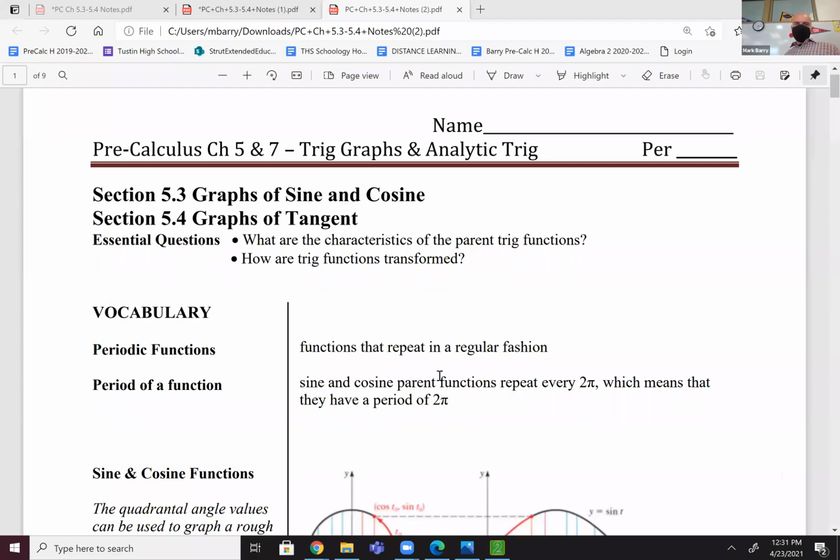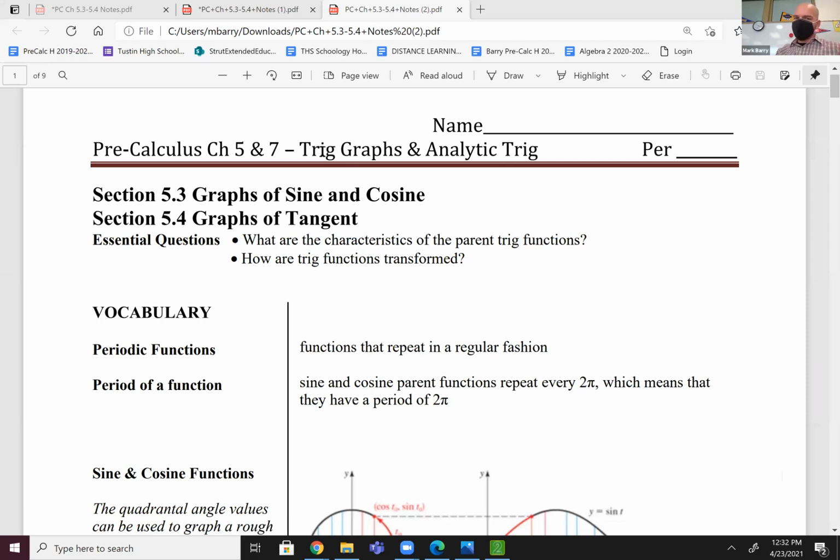All right, so let's get started here. So this new unit, like I said, is kind of a combo unit. It's not going to be longer than other units because it's combining chapter 5 and 7, but not all the sections. We're actually only going to do 2 sections from chapter 5 and then probably 3 sections from chapter 7. So it'll be kind of a normal one.